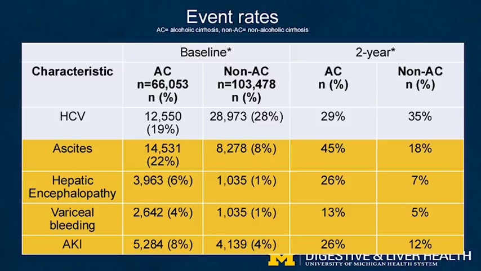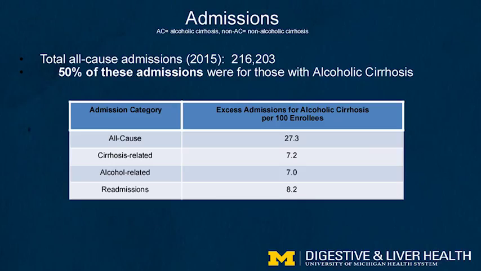Obviously, the data doesn't tell us this, but it makes one wonder, are we missing these patients? Was there an opportunity for us to help them stop drinking, which might help them not decompensate as much? They're admitted more frequently, certainly, for all reasons, and also for cirrhosis, alcohol, and readmissions as well. So not only are they sicker, but they're being admitted and readmitted more, so just overall sicker patients.